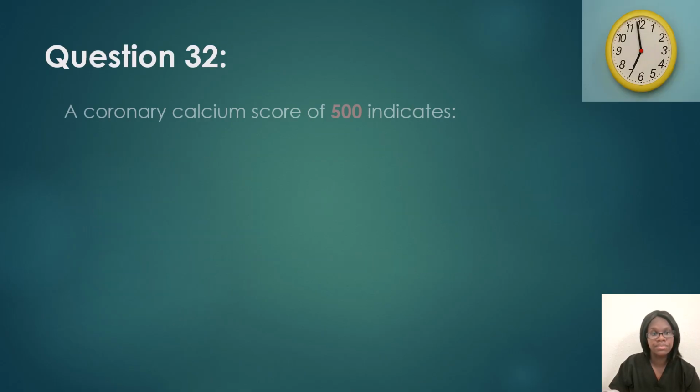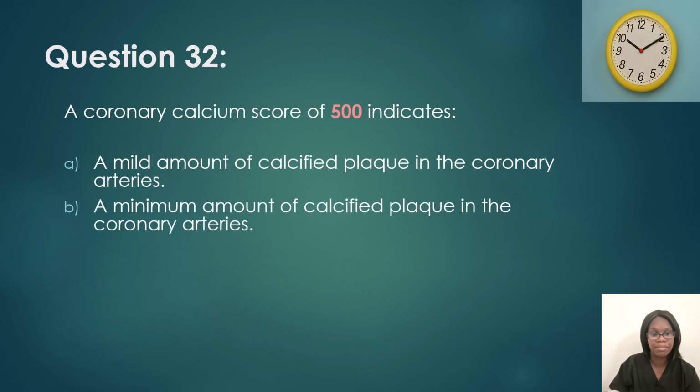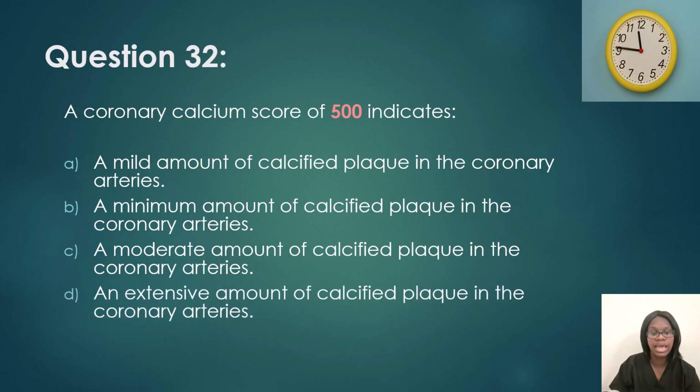Question 32. A coronary calcium score of 500 indicates A, a mild amount of calcified plaque in the coronary arteries. B, a minimum amount of calcified plaque in the coronary arteries. C, a moderate amount of calcified plaque in the coronary arteries. Or D, an extensive amount of calcified plaque in the coronary arteries.